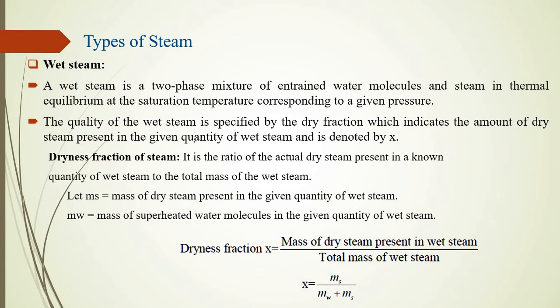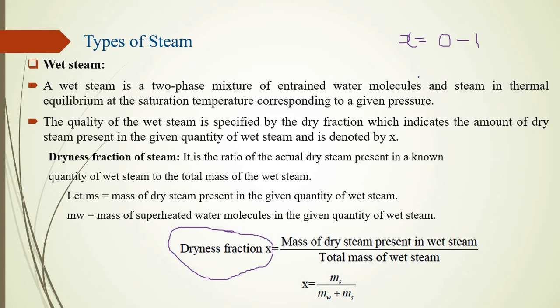Let's try to understand the types of steam. There are three types of steam: wet steam, dry steam, and superheated steam. Before we start the types of steam, we have to know about the dryness fraction x. What is the dryness fraction x? Dryness fraction x means the number of dry particles available inside the steam is denoted by x. The value lies between x equal to 0 and 1. The maximum value is 1 and the minimum value is 0.